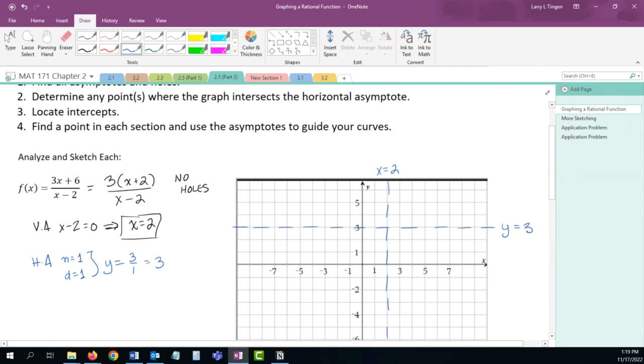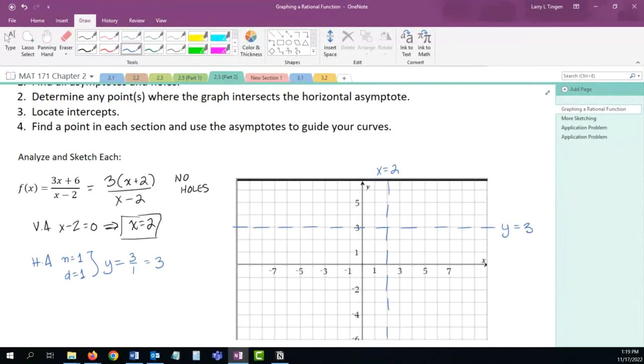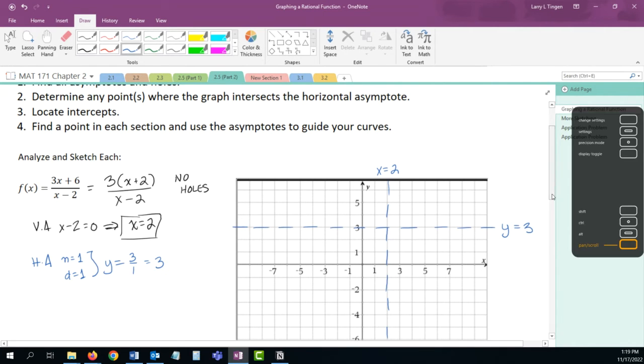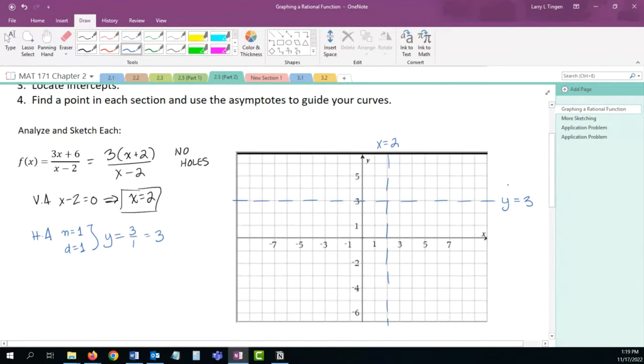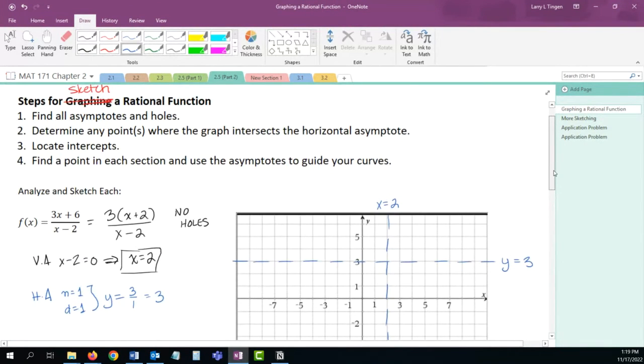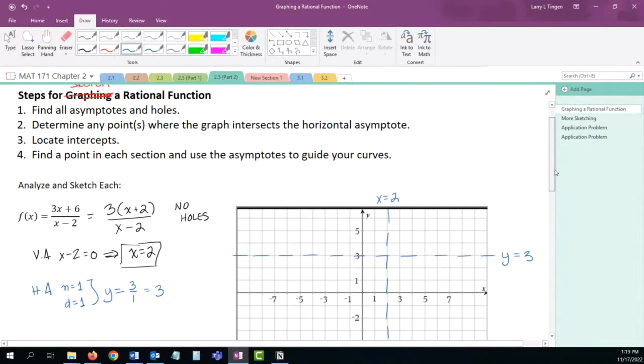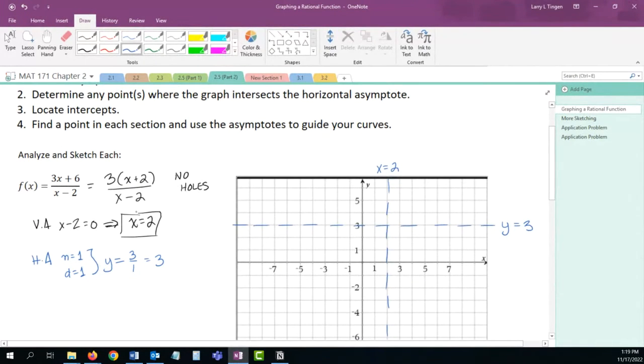Okay. Now I'd mentioned just before that we have sections. Well, vertical asymptotes divide up my graph into its sections. So I have a section to the left of x equals 2, and a section to the right of x equals 2. So let's see if we can find any more points, and if we do, then we really don't have to worry about finding points in all the sections. So that's part one, done.